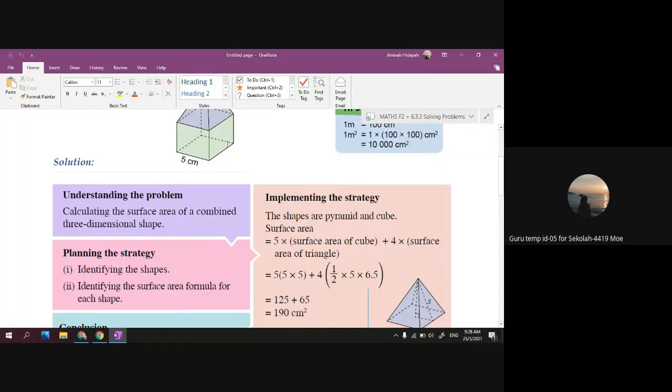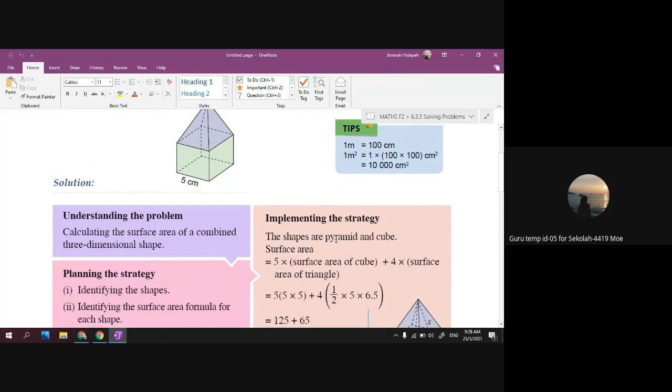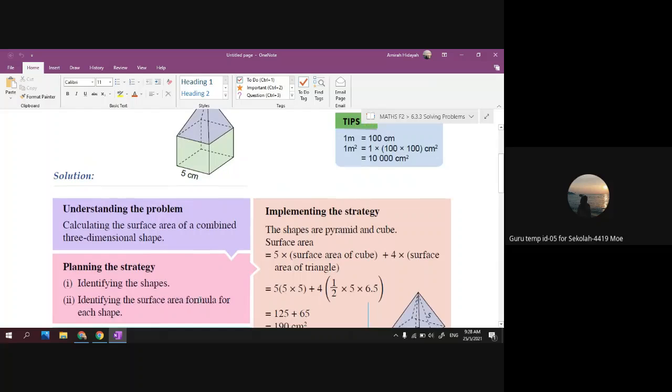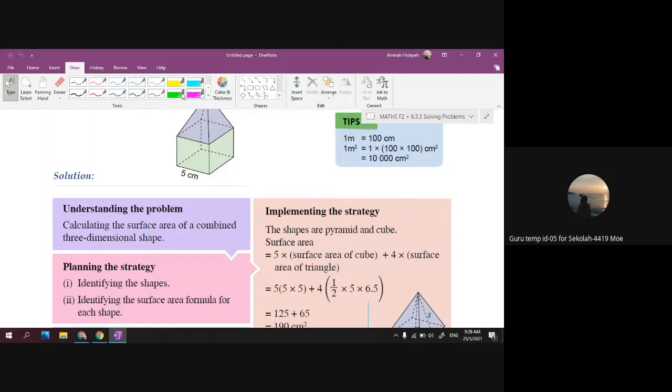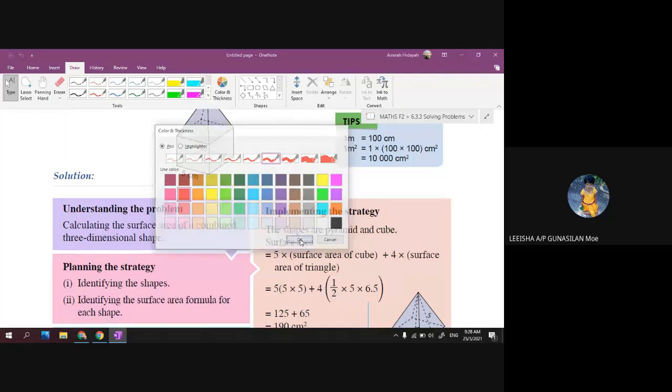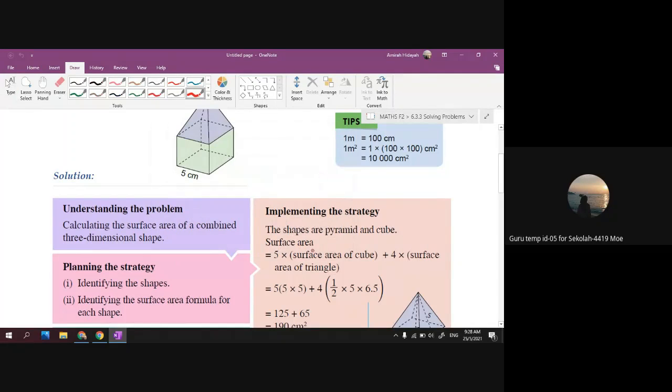So the shapes involved, kamu dah tahu adalah pyramid and cube, right? Then you need to know the formula to find the surface area for each of these shapes. So untuk pyramid, firstly cube dulu. To find the surface area of a cube, what is the formula? Since cube is made up of squares, what is the formula to find the area of a square? Length times width, right?